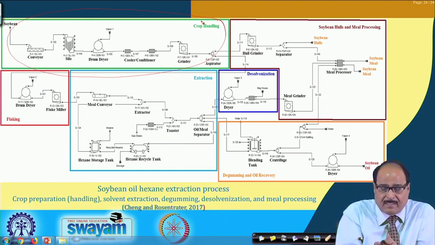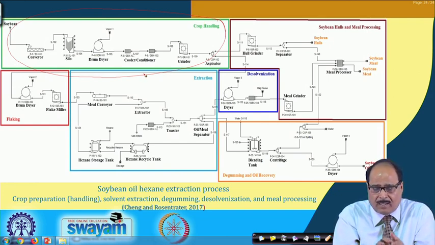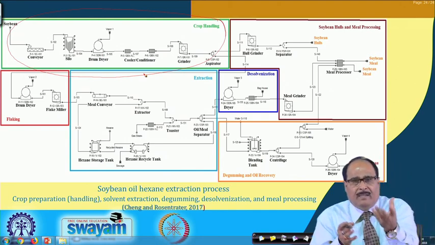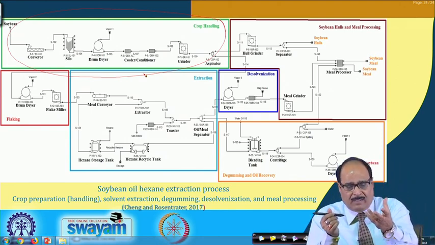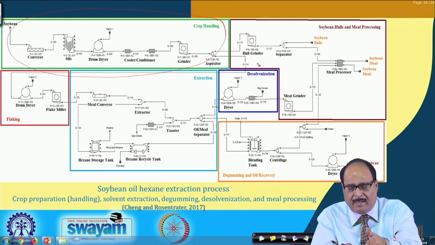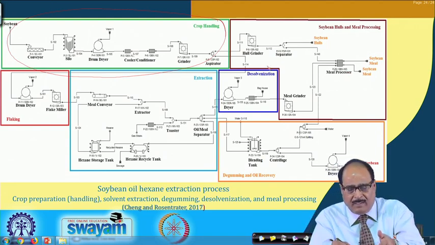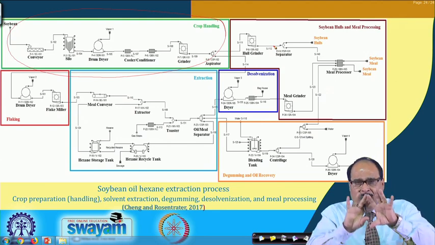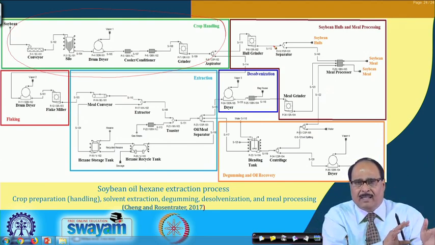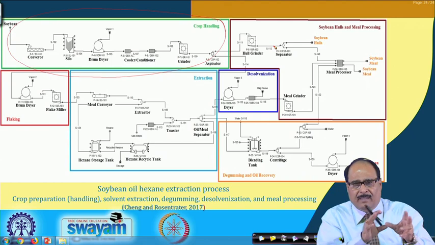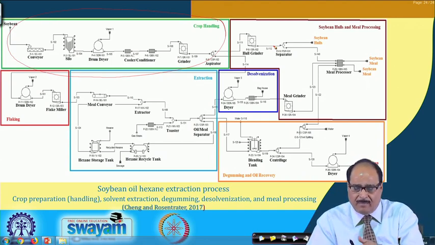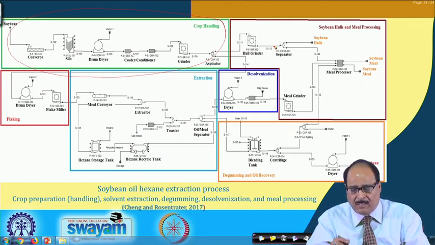Obviously, in this material handling unit there are conveyor belts, silos, drum dryers, cooker or cooler, conditioner, grinder, aspirators, etc. In this section, the dehulled soybeans are obtained. Then even the hulls are ground or aspirated, and then we get the crushing section. As we have seen in the earlier class also, the pre-treatment, that is the cooking, conditioning and crushing, is required for the flaking, and all those things are done.